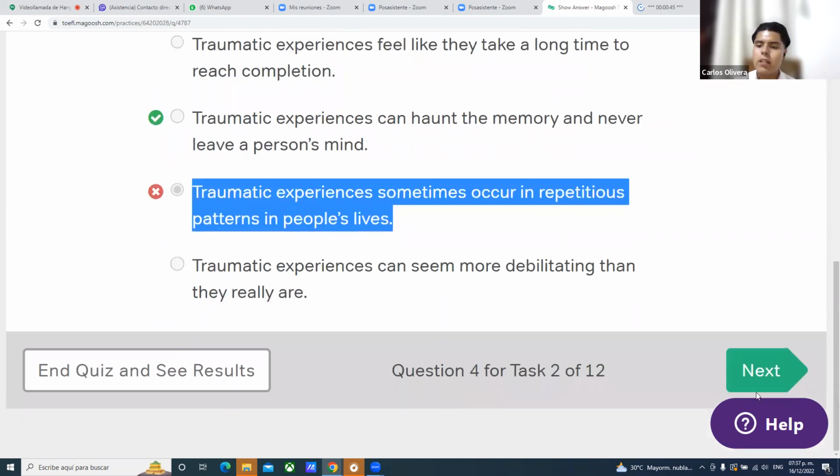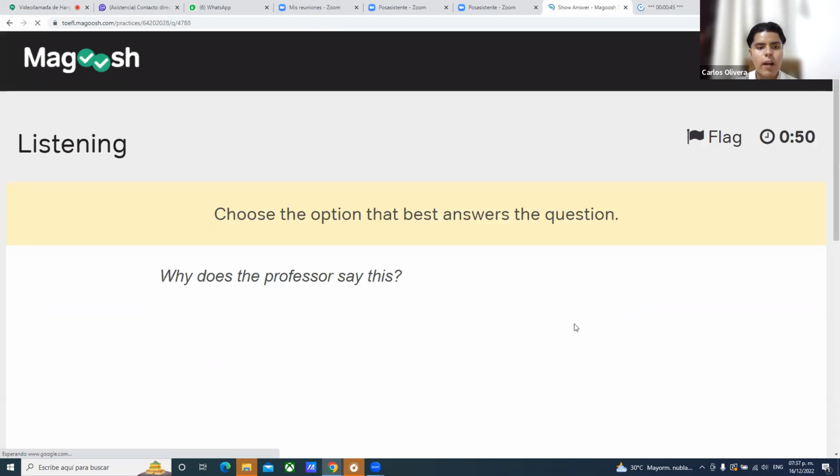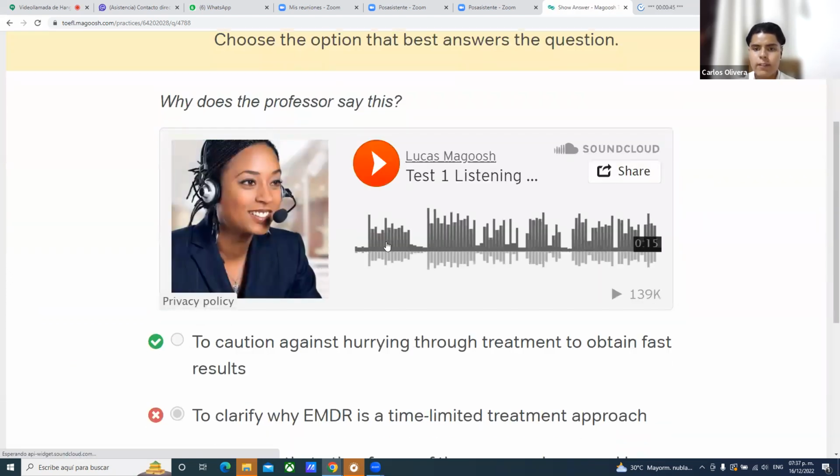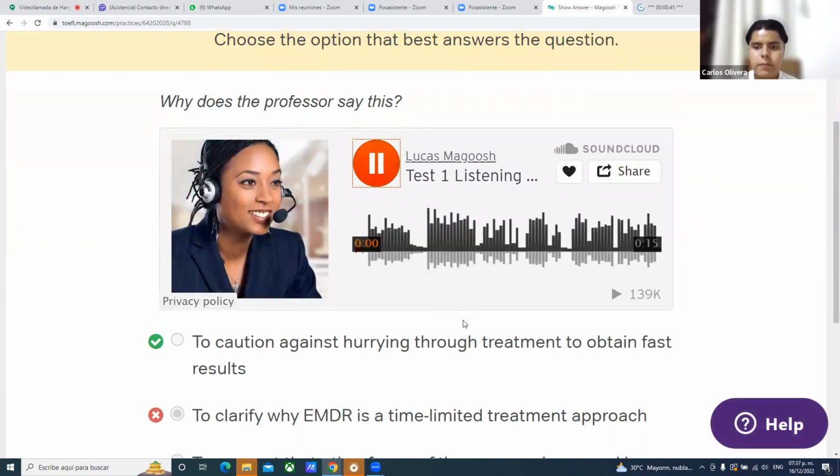So yeah, question number 5. Why does the professor say this? Let's listen. Although EMDR may produce results more quickly than previous forms of therapy, speed is not the issue. And it is important to remember that every client has different needs.